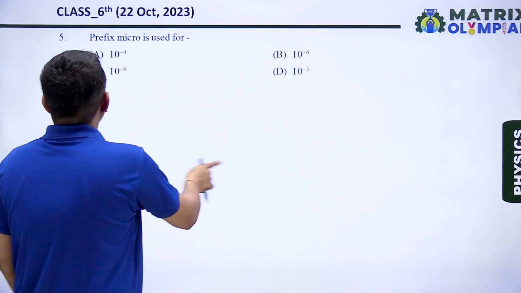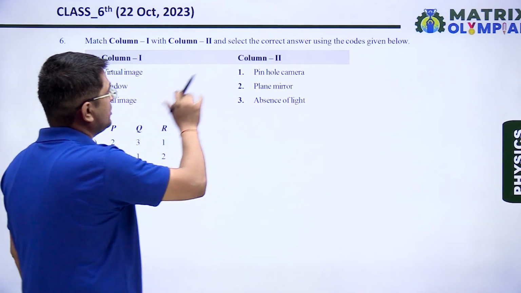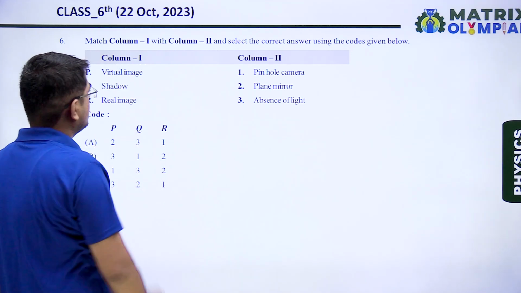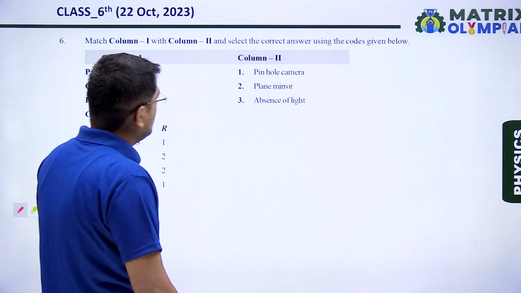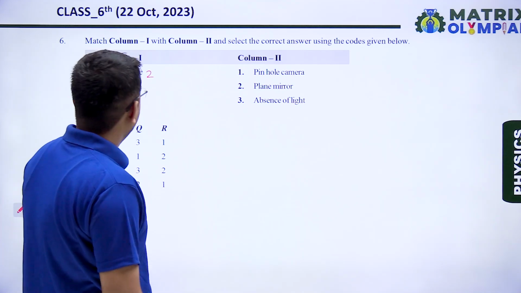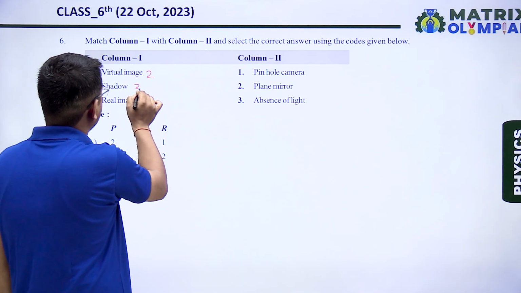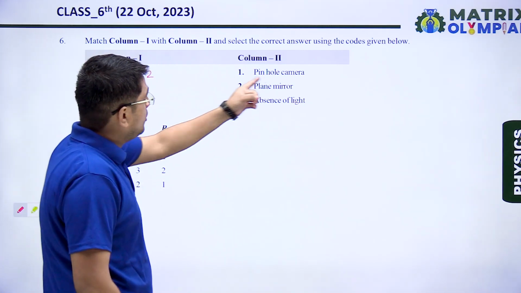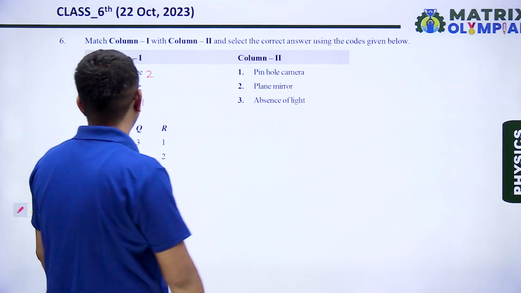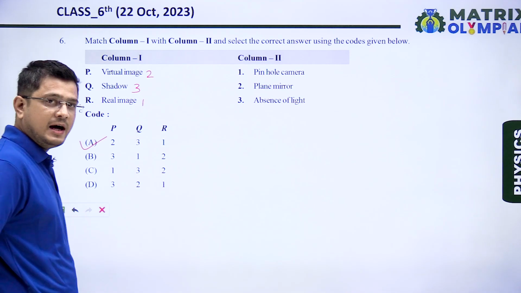Next question number 6. In question number 6, we have to match the column 1 with the relative quantities in given column 2. So we can see here the virtual image. So in column 2, we can see virtual image is formed by plane mirror. So for P, the code is 2. Shadow. We know that shadow is formed in the absence of light. So that means for Q, the correct code is 3. And real image, the pinhole camera forms real image. So for R, it is code 1. So our correct code is 231. Let us check. 231. That is option A is our correct answer.